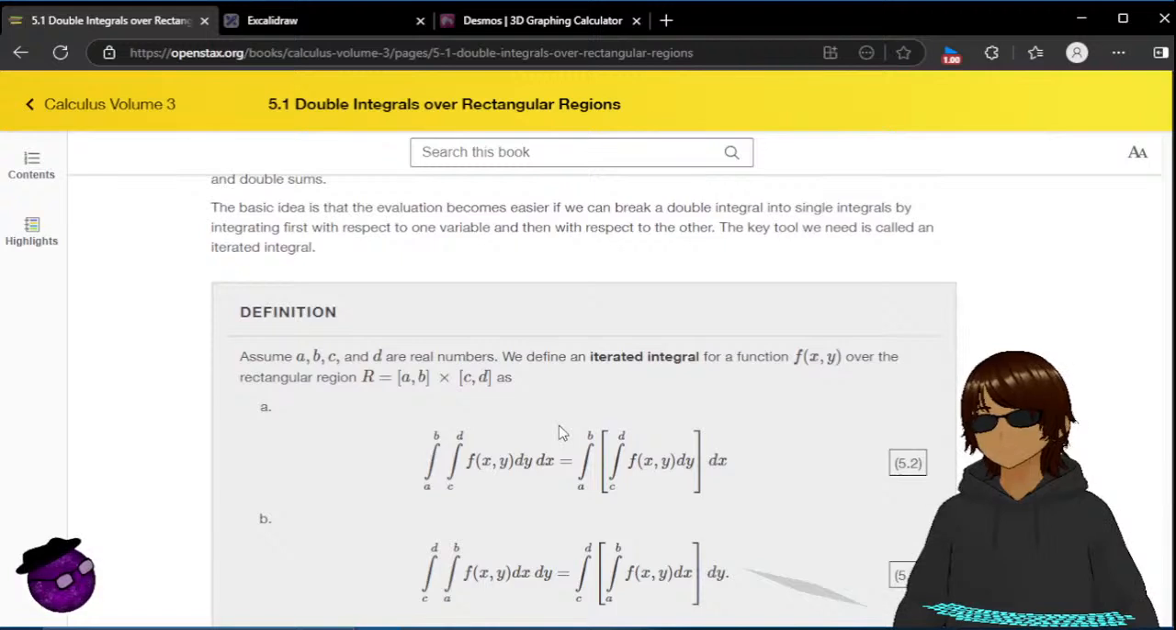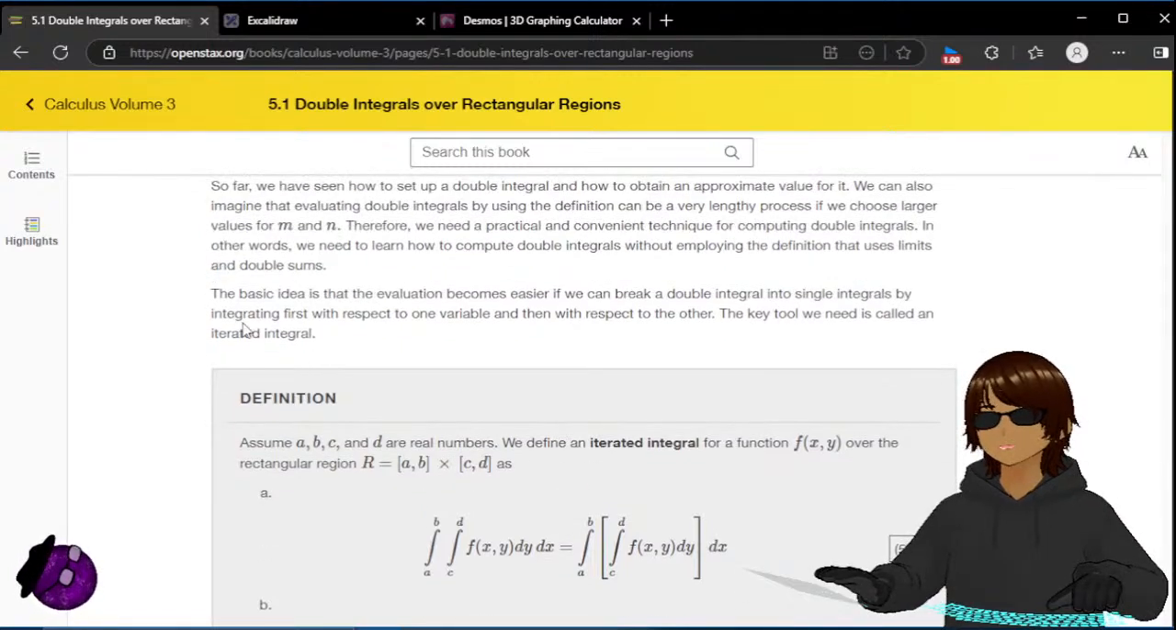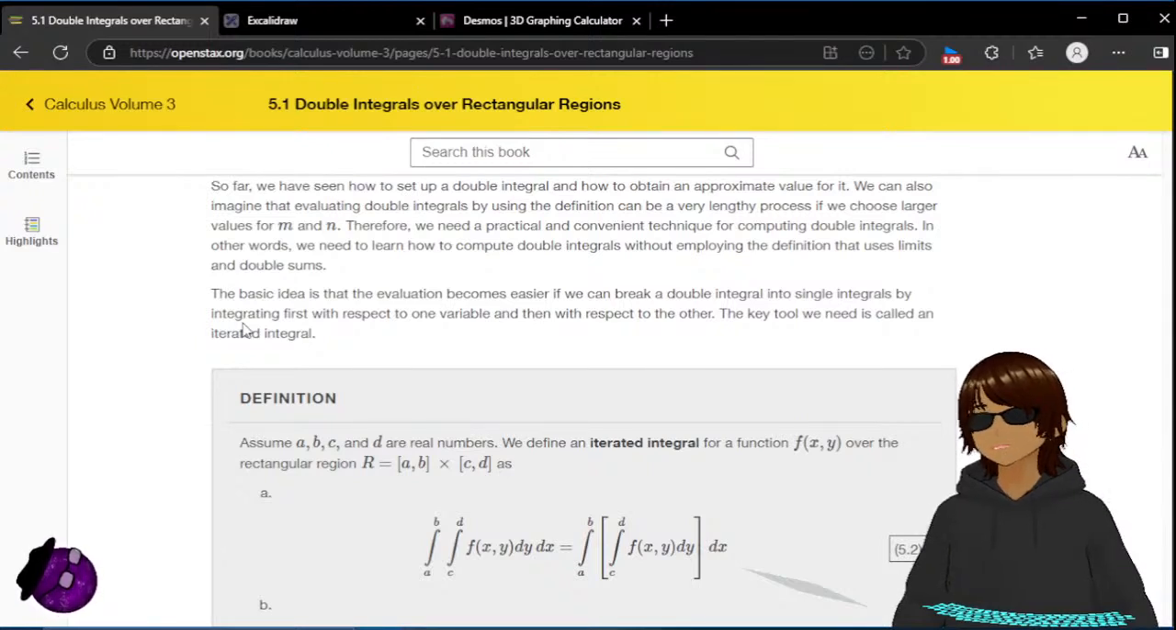The basic idea is that the evaluation becomes easier if we break a double integral into single integrals by integrating first with respect to one variable and then with respect to the other. The key tool we need is called an iterated integral.